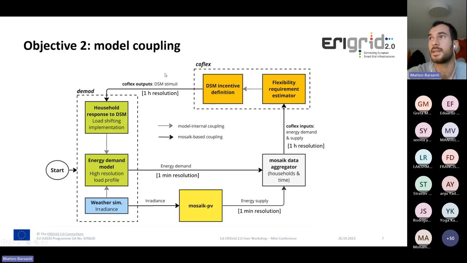So how we did the model coupling: we used the model for simulating energy demand, and also a component for weather simulation based on historical data. We also included a model for simulating PV just to show how flexible this co-simulation design is. Then, using a building module of Mosaic, which allowed us to aggregate data and generate the right format for CoFlex, so changing the time resolution, aggregating over time, we coupled it with CoFlex, which performs the flexibility requirement estimation and the incentive definition. It then sends the demand response or demand side management stimuli back to the model, to the flexibility, the load shift, for implementing load shifting. So this is somehow the cycle.